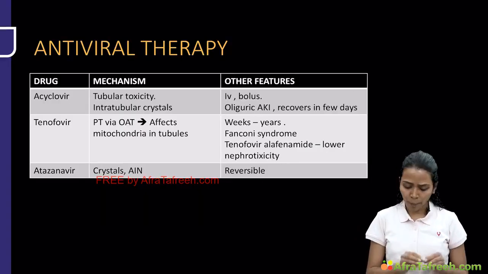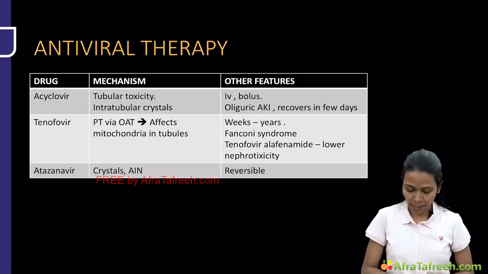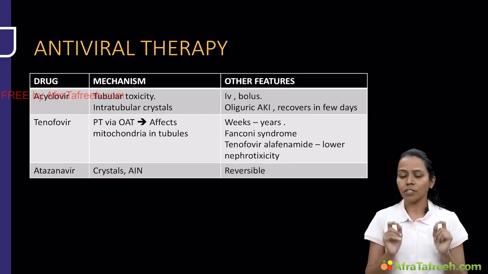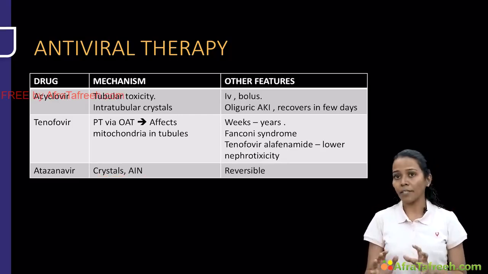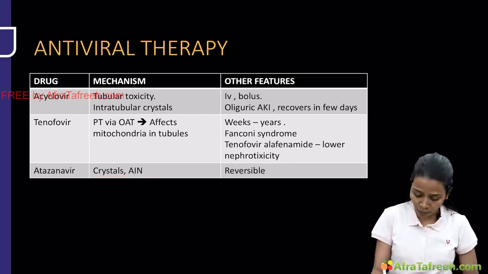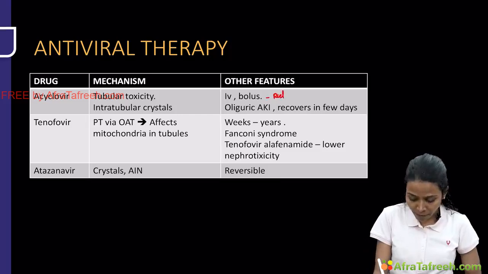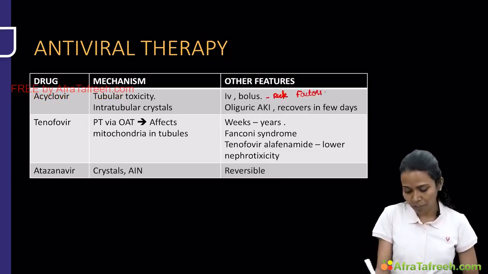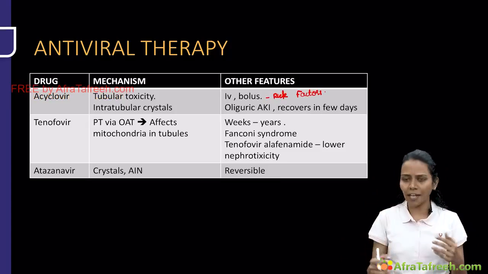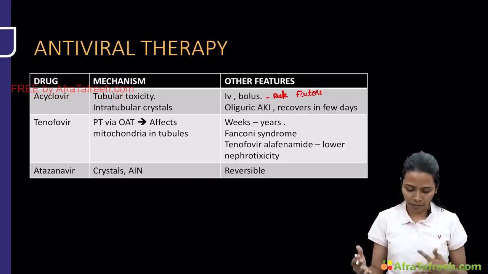Okay. Now, coming to antiviral therapy, first is acyclovir. It causes tubular toxicity because of crystals. This happens when it is given as IV or bolus. These are the risk factors. It is mostly oliguric AKI because it's an obstructive pattern, right? Intratubular crystals are seen and it recovers in a few days after stopping the drug.